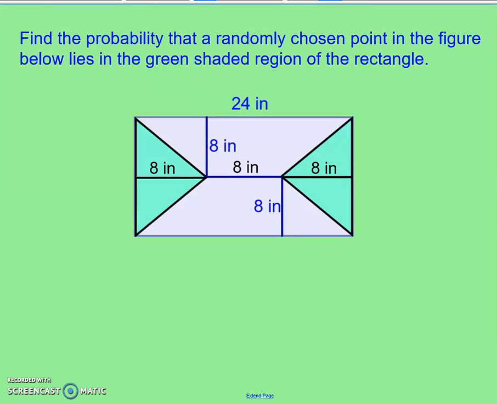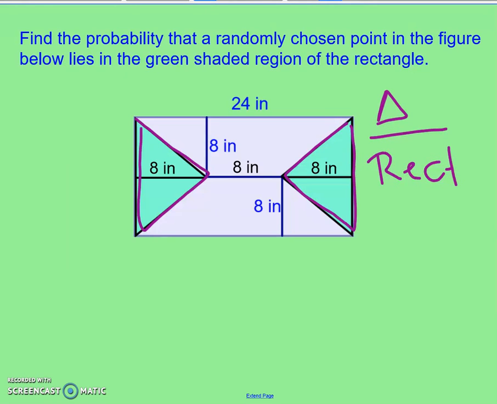In your notes, you have this picture. I think you're missing a few numbers. So plug in or fill in all these 8s. And then the probability that a randomly chosen point in the figure lies in the green shaded region. So that would be this triangle on this end and this triangle on this end. So we need the area of those 2 triangles compared to the area of the entire rectangle.